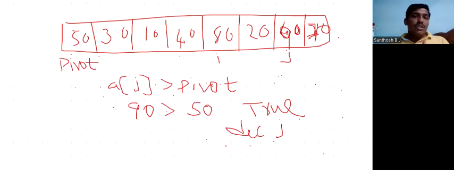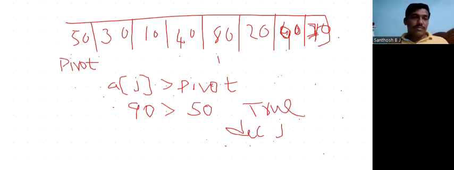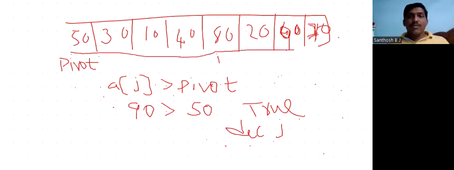So now J will come to the 20. So one second, I will delete this 90 place. And now J has moved to the 20th place. If 90 is greater than 50, the condition is true, so decrement J, that is, it moves from the position of 90 to the 20th place. So here the position moves by one decrement. So compare once again until the condition fails in J.